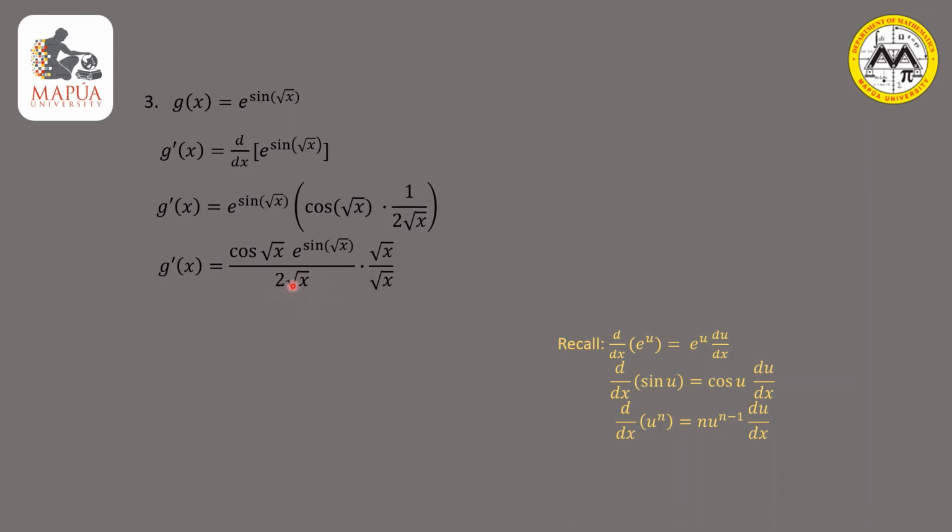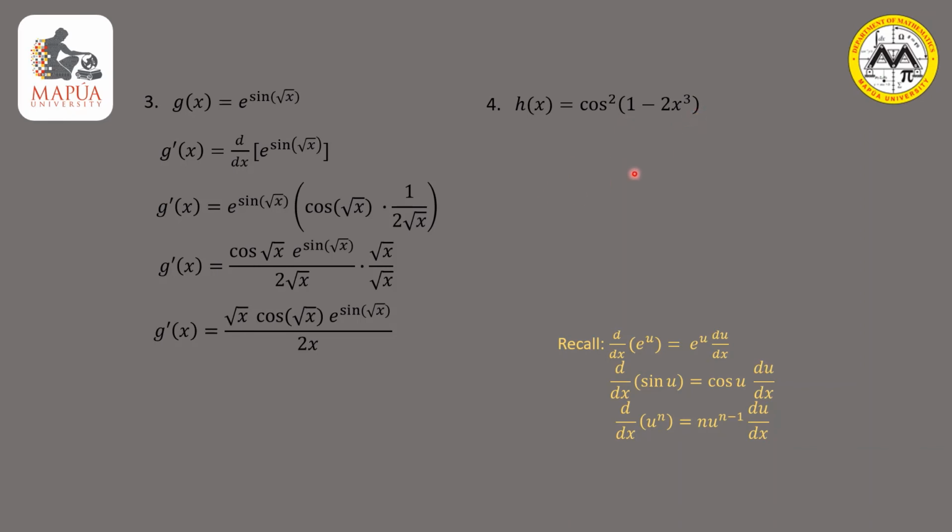And if we are going to rationalize the square root of x factor in the denominator, then we multiply this fraction by the square root of x divided by the square root of x. Okay, simplifying now, g prime of x is the square root of x times cosine the square root of x times e to the sine square root of x divided by 2 times the product of these two factors, which is just x.